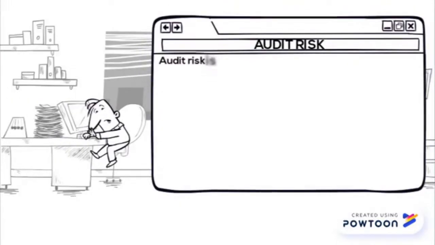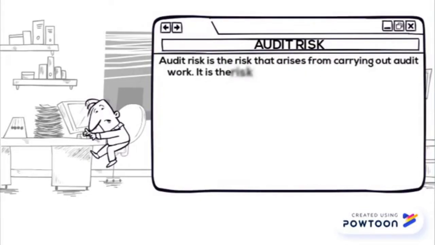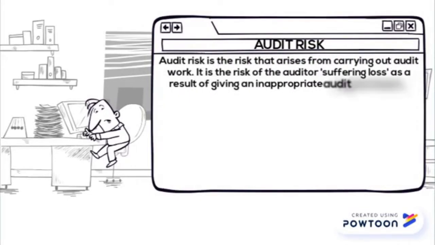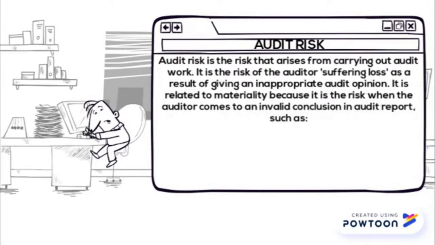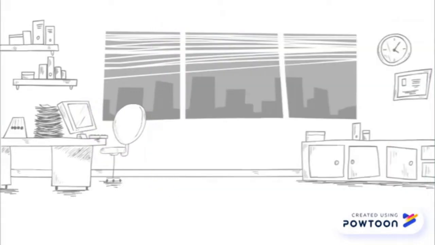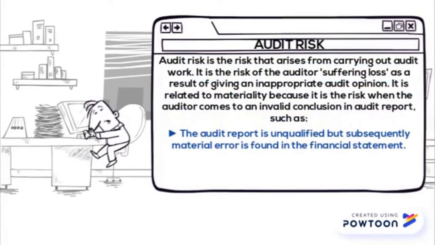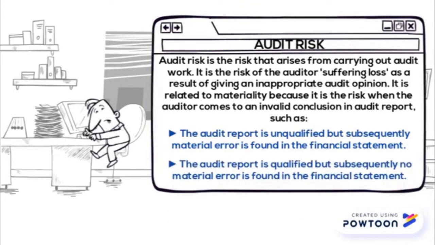Audit risk is the risk that arises from carrying out audit work. It is the risk of the auditor suffering loss as a result of giving an inappropriate audit opinion. It is related to materiality because it is the risk when the auditor comes to an invalid conclusion in the audit report, such as the audit report is unqualified but subsequently a material error is found in the financial statement, or the audit report is qualified but subsequently no material error is found in the financial statement.